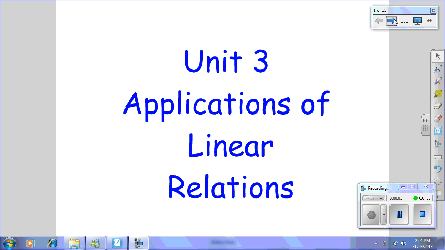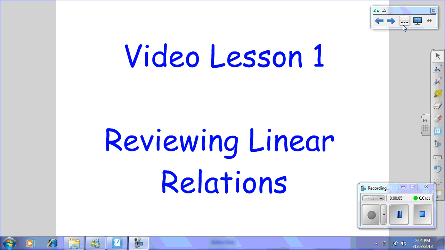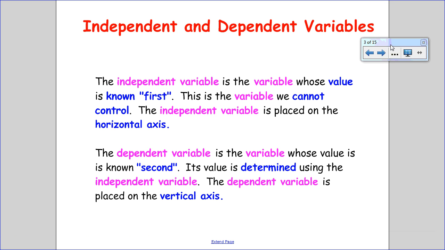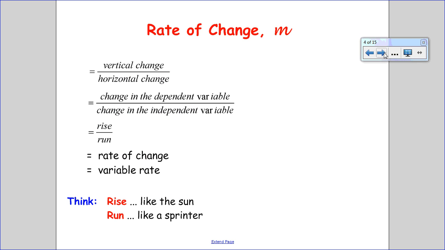Applications of linear relations. To start off, we're going to review what we know about linear relations. We know what independent and dependent variables are. The independent variable is the variable whose value is known first, so the variable we can't control. The independent variable always is placed on the horizontal or x-axis. The dependent variable is the variable whose value is known second, so you find its value using the independent variable, and the dependent variable is placed on the vertical or y-axis.